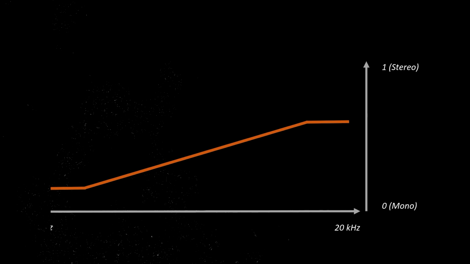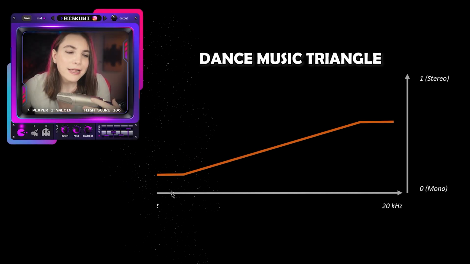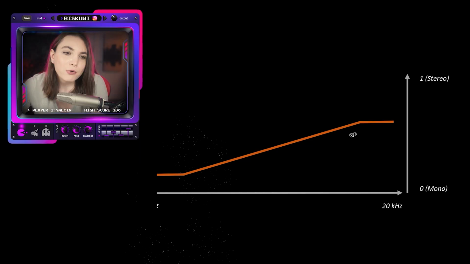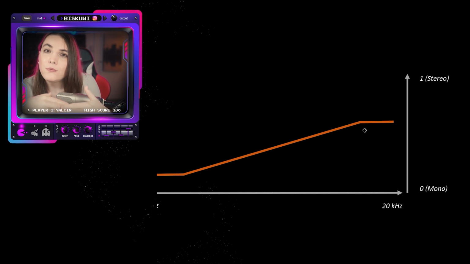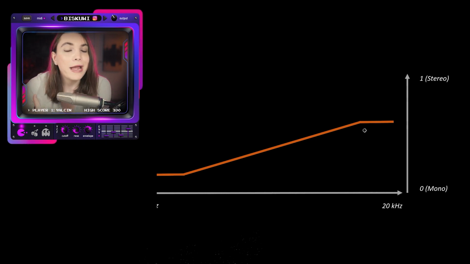Let's take a look at a few examples of these types of static images. The first example is something that is used very widely in electronic dance music, and this is the dance music triangle. On the low end, you will have the mono signal, and in case the track is played on a mono system, the low end will stay powerful. Going up into the upper frequencies, you will open up the mix and it will get more and more stereo.